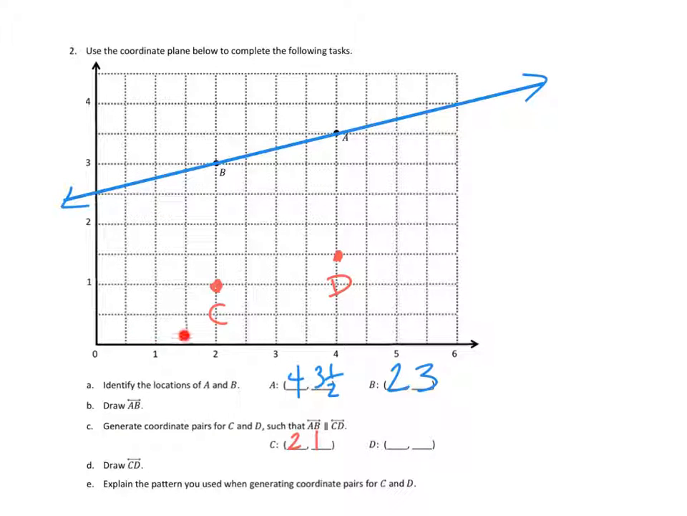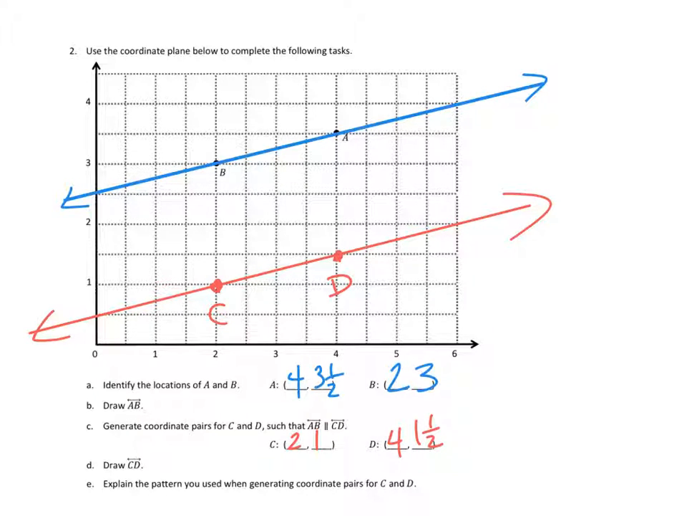Point D is, let's see, 1, 2, 3, 4. The x-coordinate is 4, and the y-coordinate is 1.5. So 4, 1.5 is my D coordinate. Now I've got a C and a D coordinate, and sure enough, my next direction is to draw line CD. So I'm going to pull out my line tool and put it up here. See, that goes right through C and right through D. I'll put arrows on there, and now I've drawn line CD.